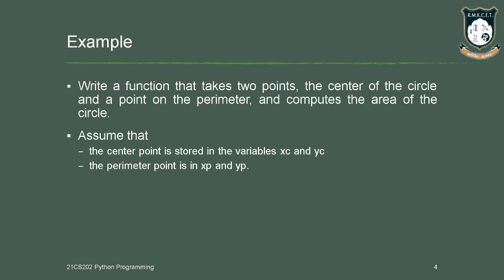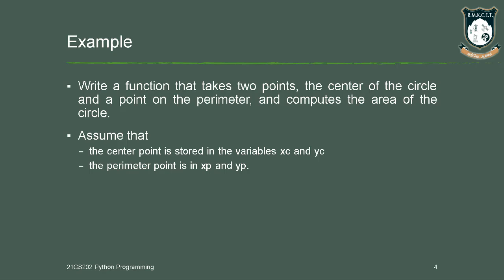Let us see an example to elaborate the function composition. Here we are going to take 2 points: the center of the circle and a point on the perimeter, and using those values we are going to compute the area of the circle. First we take 2 points, then find the radius from the center and the perimeter point, and compute the area of the circle.